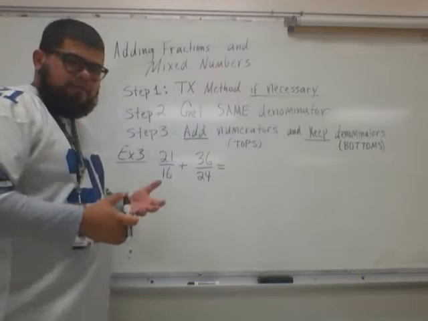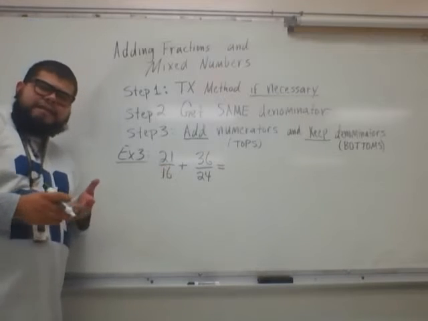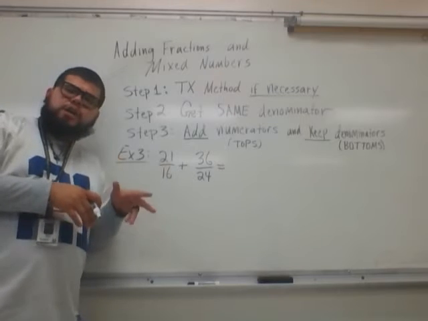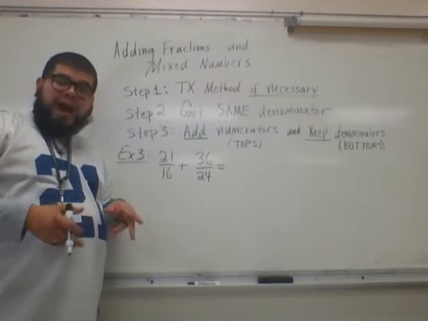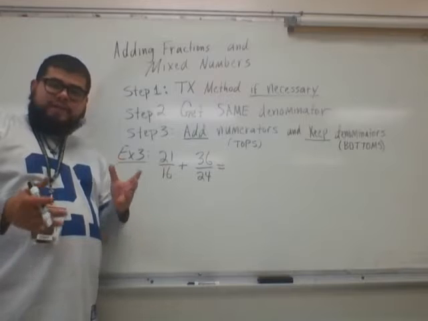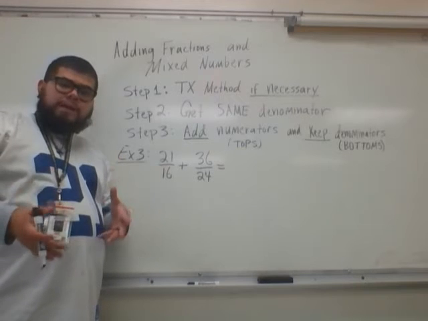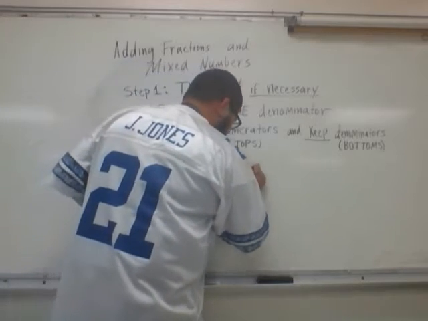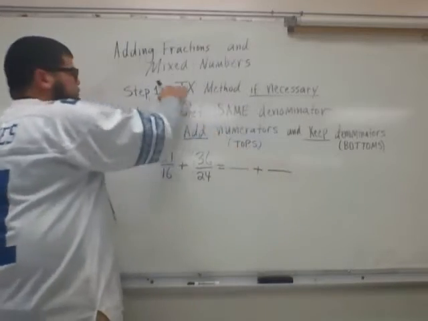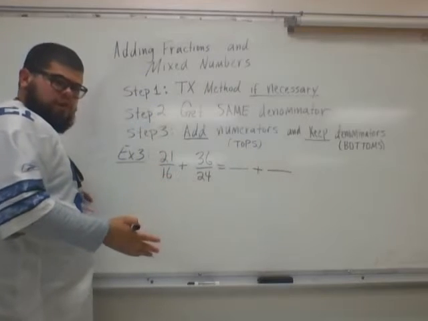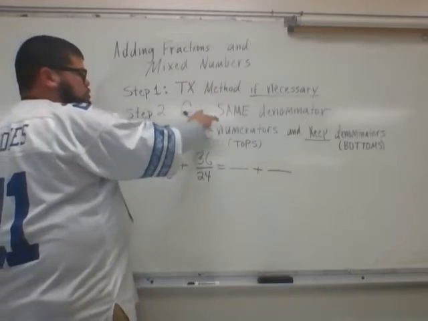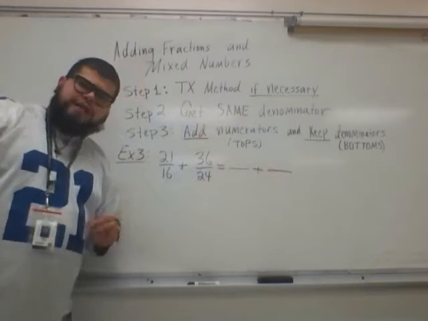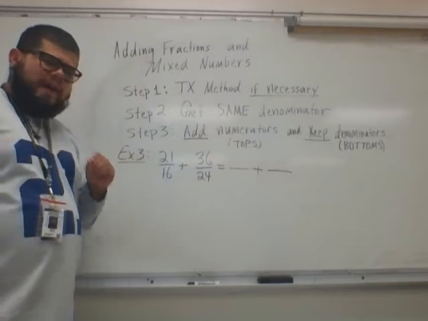Now again, we can use that same idea of least common multiple, but I actually want to use some previous knowledge that we've talked about before, which was prime factoring. This is going to be a little bit different, but that's what I want to use here. Step 1 was the Texas method, but we don't have any mixed numbers right now, so we're good. Step 2 is get the same denominator. That's what we're trying to do.